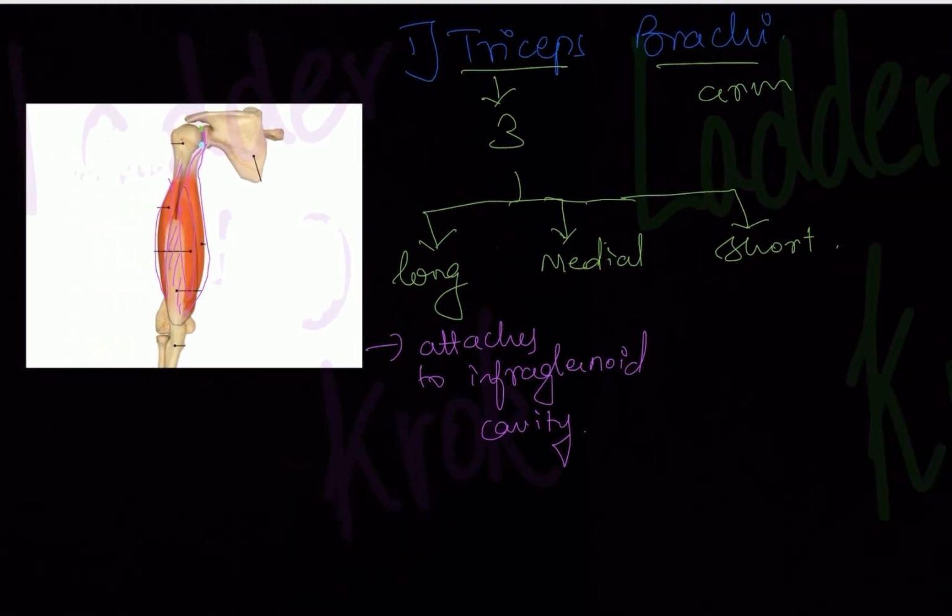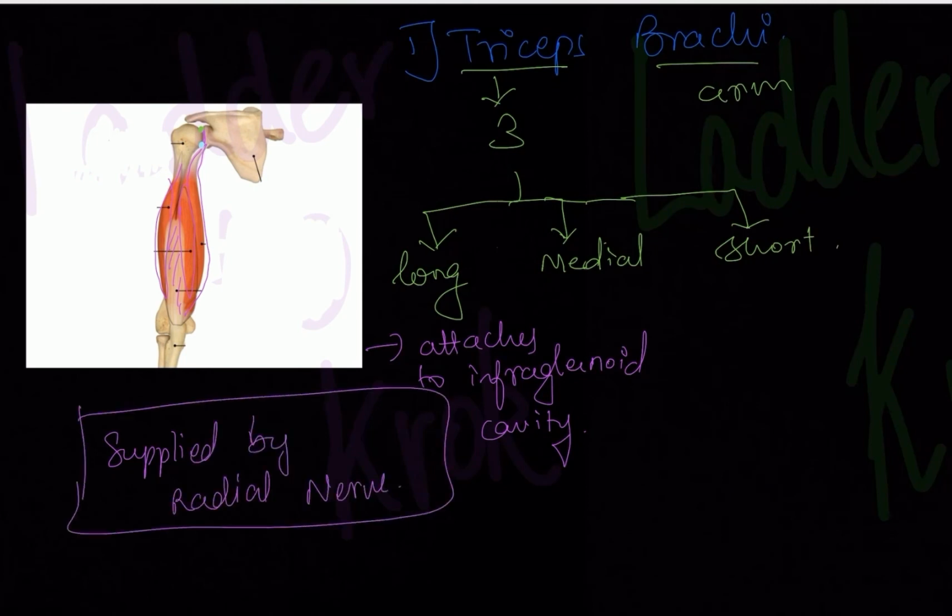And this muscle is supplied by the radial nerve. You have to remember. What is the nerve? Radial nerve. Okay, you remember it.